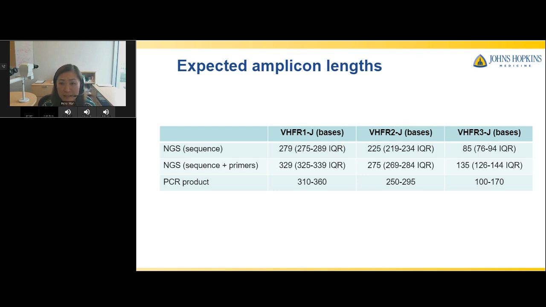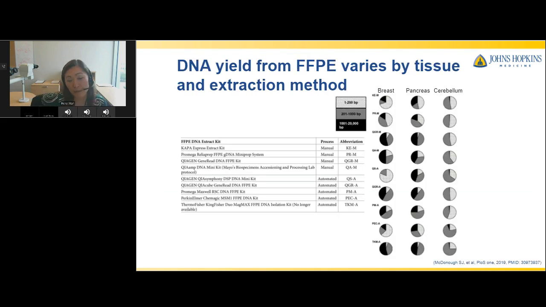So are the DNA lengths isolated from formalin tissue sufficient? If 300 base pair is a minimum bar to meet for framework 1 amplification, if you look at the actual distribution of lengths of isolated DNA, this Mayo group showed really nicely in a recent paper that the recovered DNA length from FFPE actually varies by extraction method and also varies by tissue type.